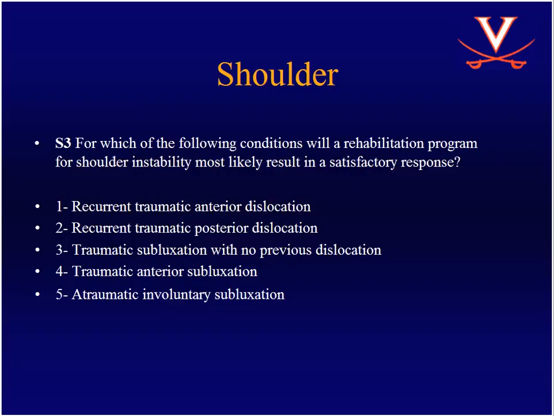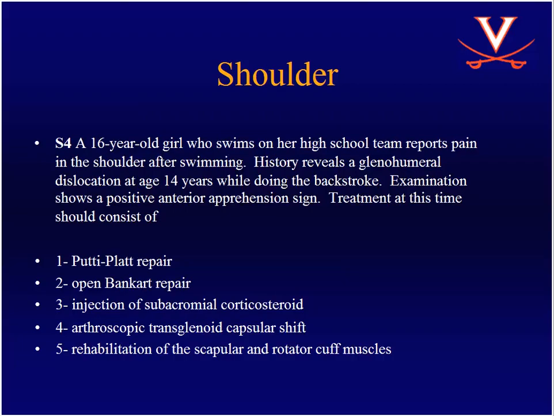Number three, which of the following conditions would the rehab program for shoulder instability most likely result in a satisfactory response? And so again, you should do rehab in AMBRI patients. In fact, the R is in AMBRI. And therefore, atraumatic, involuntary subluxation: rehab, AMBRI, RRR.